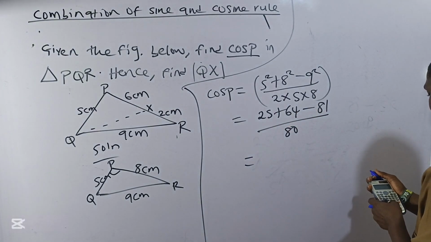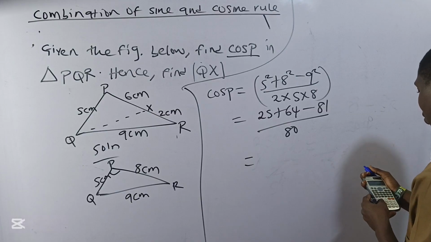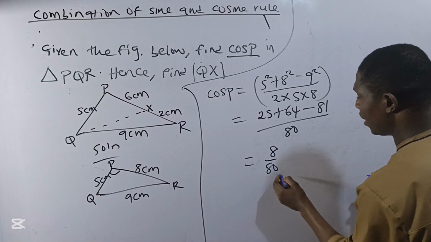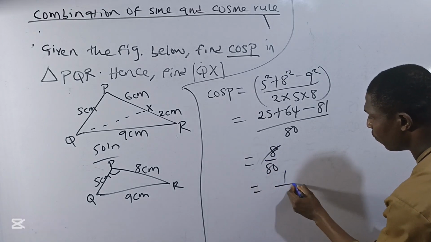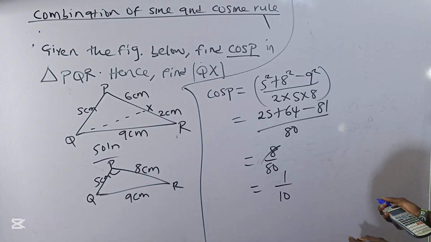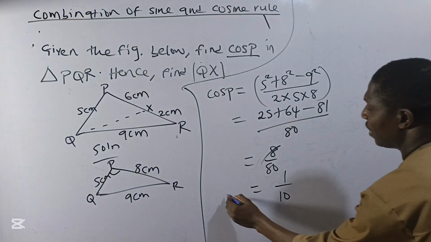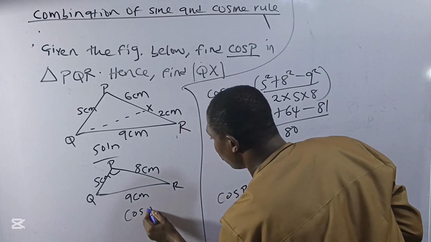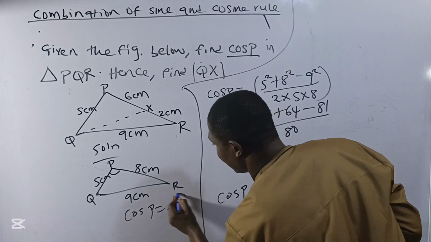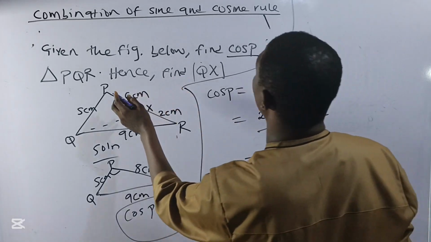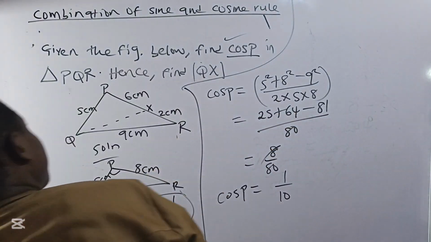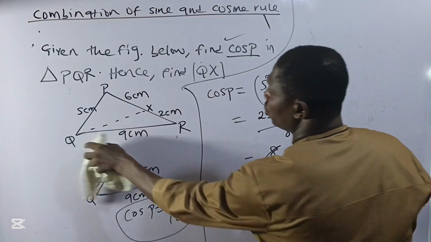This will give me 25 plus 64 minus 81, which gives me 8 over 80. And if I divide through by 8, 8 here will give me 1, 80 here will give me 10. So I have 1 over 10 as the value of cos P. So cos P is equal to 1 over 10. First question, gotten. So again, they said we should look for QX.